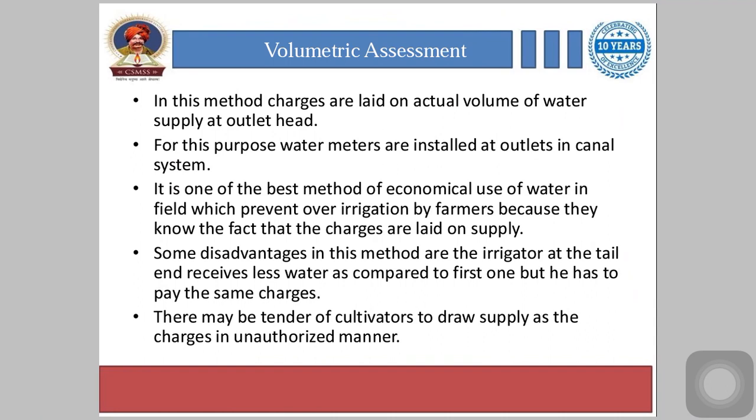It is one of the best methods of economical use of water in the field, which prevents over-irrigation by farmers, because they know that the charges are laid on the supply.